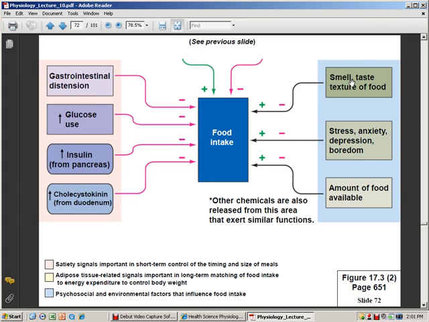What do these all have in common? Smell, taste, texture, stress, anxiety, depression, just knowing food's available. These are all what kind of factors? Psychological. Yeah, they're all psychological factors. These are all revolving actually around what part of the brain? Conscious smell, conscious taste, conscious texture, conscious stress, conscious anxiety, conscious depression: the cerebral cortex.